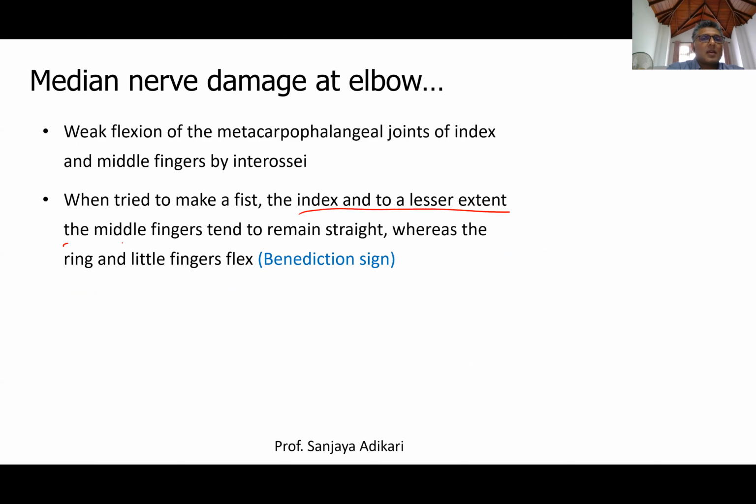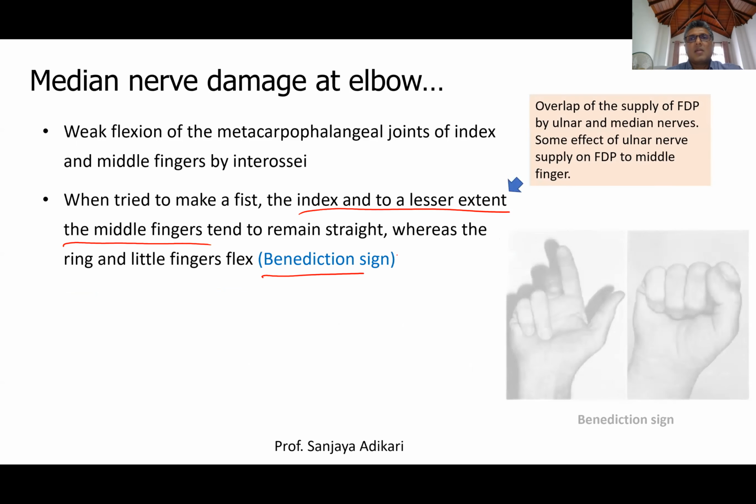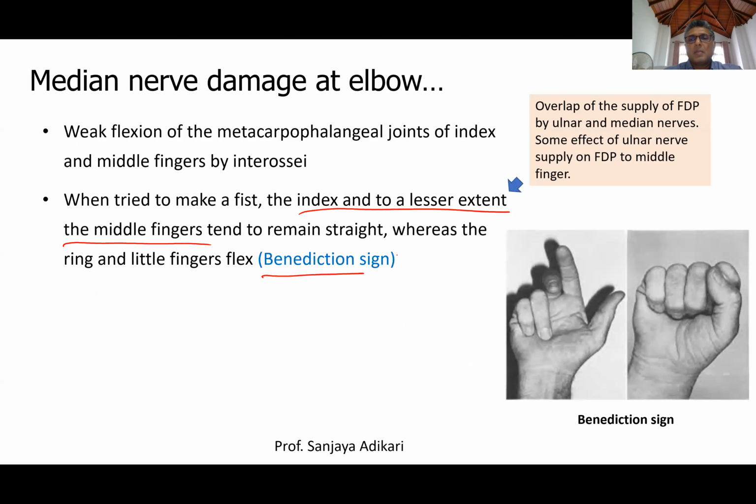But when tried to make a fist, the index finger and to a lesser extent the middle finger tend to remain straight, which is called the Benediction sign. So this is the Benediction sign. This is the normal one. This is with the median nerve paralysis. So this is due to this reason, it's overlapping.